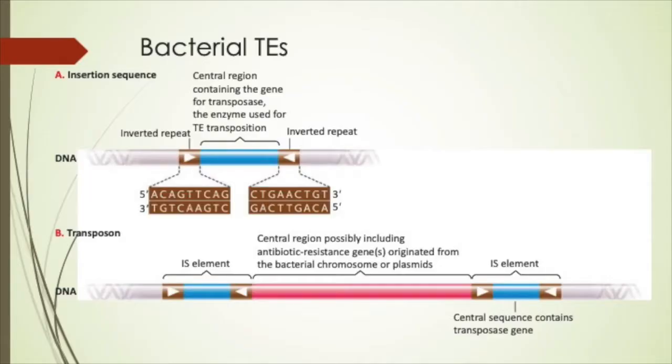Additional genes in the central region typically are for antibiotic resistance. So right at the top here, we can see the inverted repeated sequences and the TE transposition, right? That's the IS element. And then right below that, we can see each IS element surrounding the whole transposon. And that central region can have an antibiotic resistance gene in it.